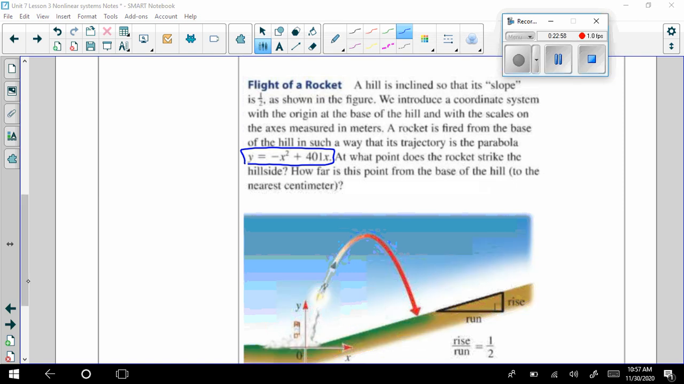Okay, you can see from the diagram that the hill starts at 0, 0. It tells you that its slope is 1/2. So your first equation is just y equals 1/2 x. Your second equation is given to you, y equals negative x squared plus 401x. This one is just a straight substitution problem. We're going to plug this in right here for y, get it set equal to 0, factor, and solve it, and it will tell us where that will land.